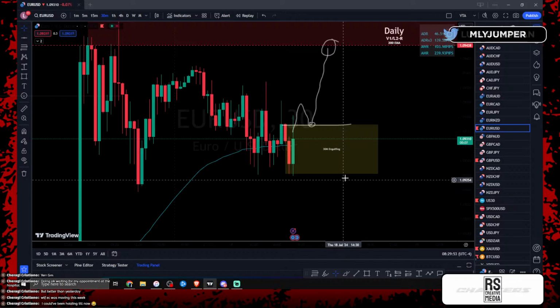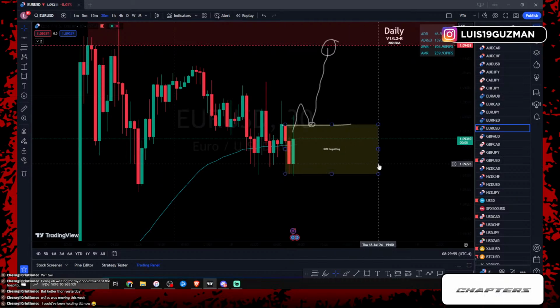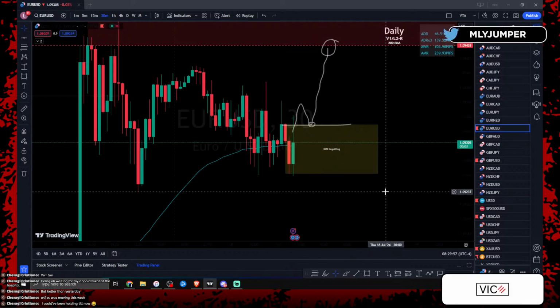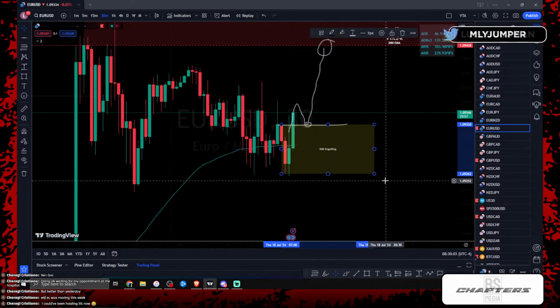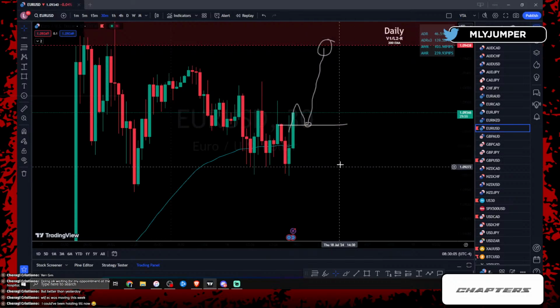Alright. Seems like we're not gonna get this engulfing candle. 5 seconds, let's see how price ends up moving. Okay. Thank you for nothing, EU.